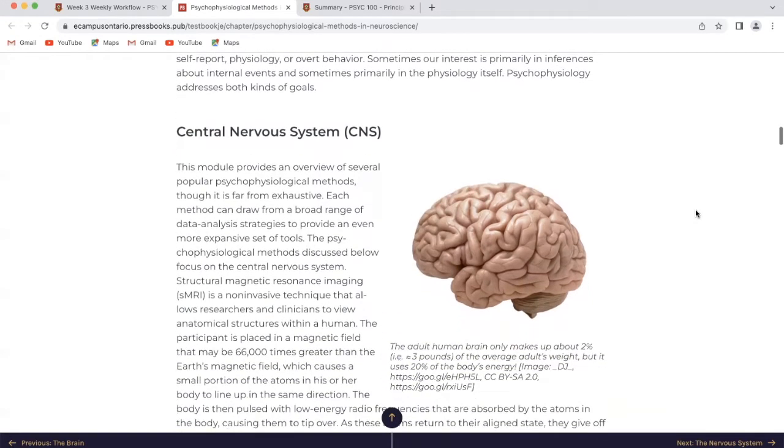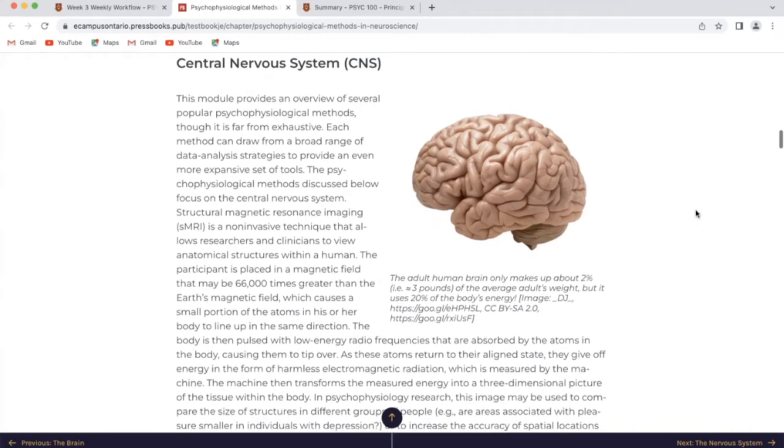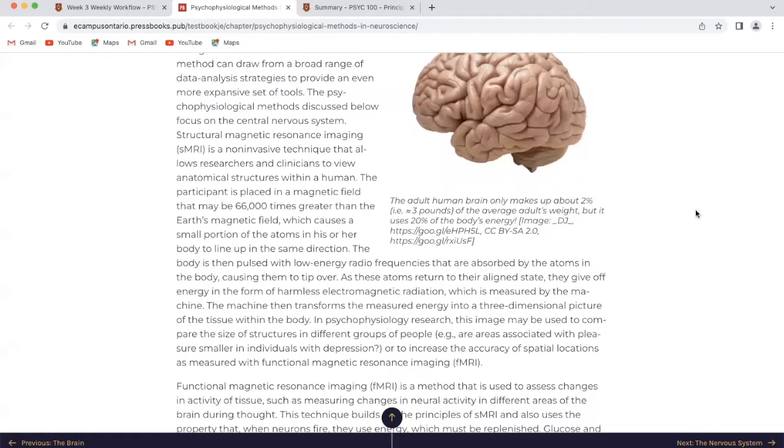Central nervous system. This module provides an overview of several popular psychophysiological methods, though it is far from exhaustive. Each method can draw from a broad range of data analysis strategies to provide an even more expansive set of tools. The psychophysiological methods discussed below focus on the central nervous system.